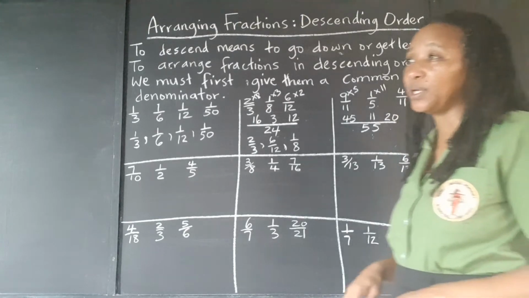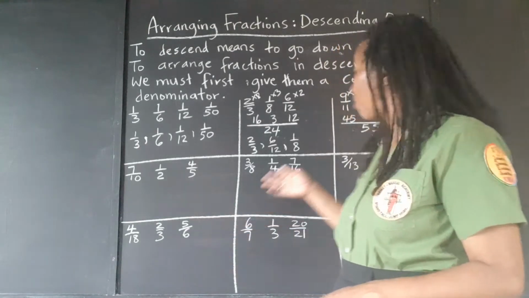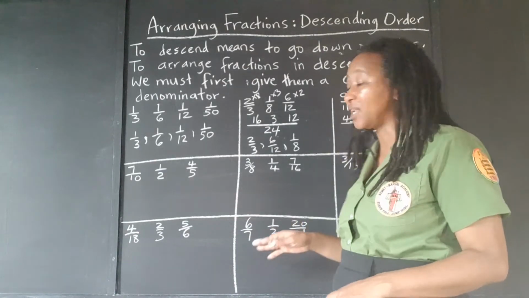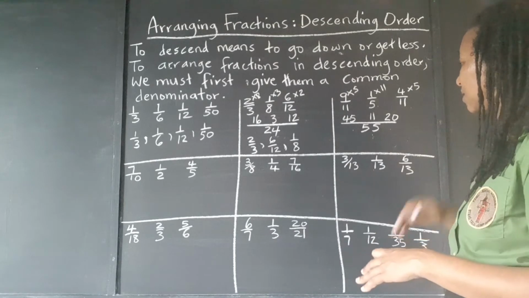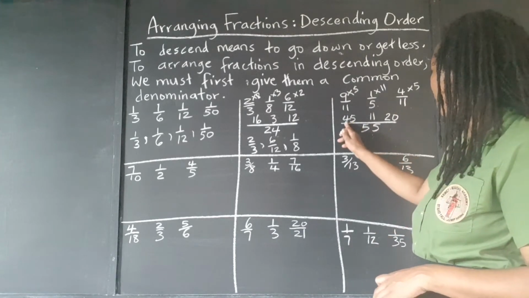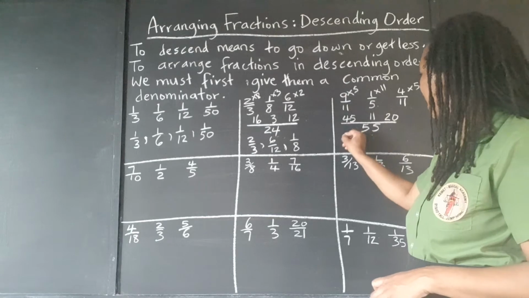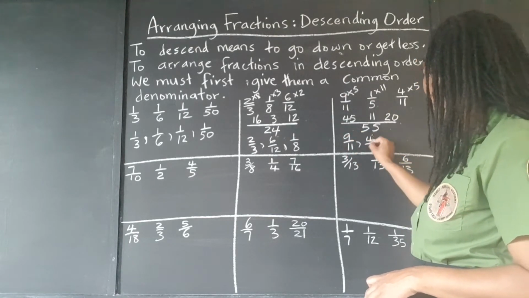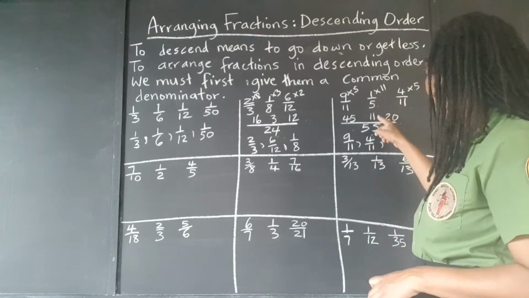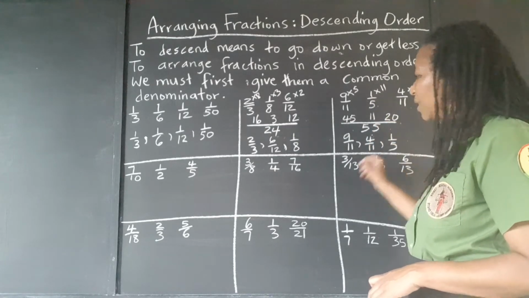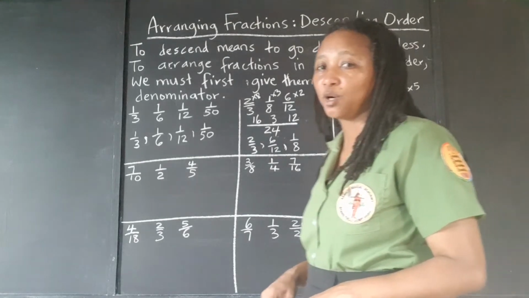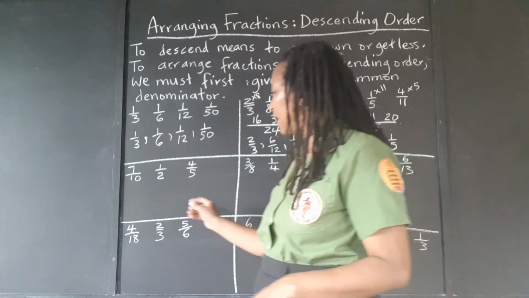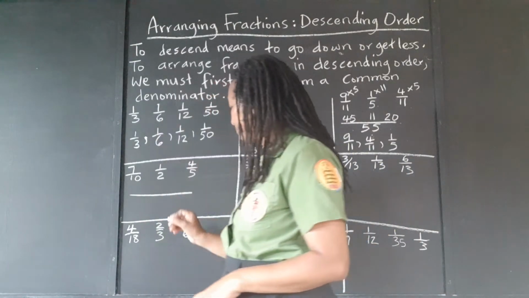So now we need to put the original fractions, not the equivalent ones, into descending order from the biggest to the least. So the biggest one is the 45/55, which is the 9/11, followed by the 20/55, which is the 4/11, followed by the 11/55, which is the 1/5. So when we're listing, we go back to the original fractions. We just use the equivalent ones to compare.